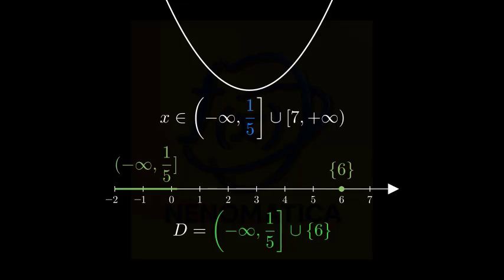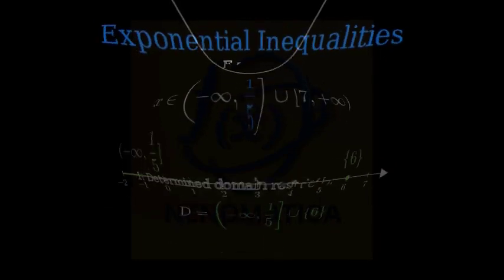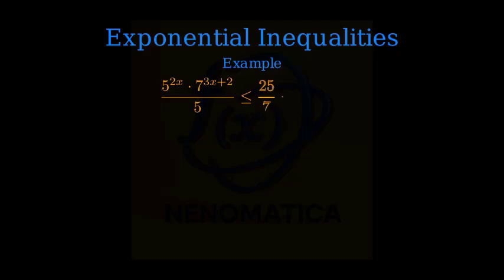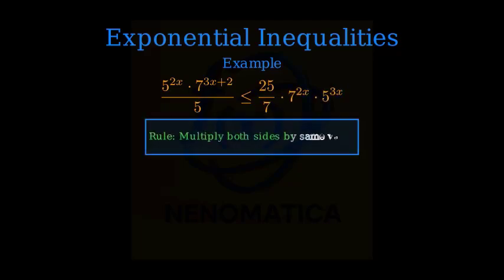Thus, the solution to our original exponential inequality is the set of all real numbers less than or equal to 1/5, along with the specific value of 6. Here's our example problem. We need to solve the following exponential inequality. Let's begin solving this inequality.